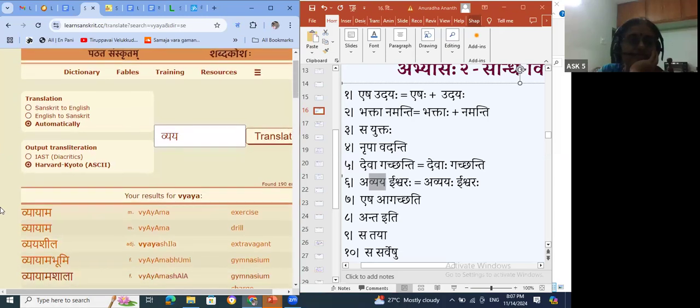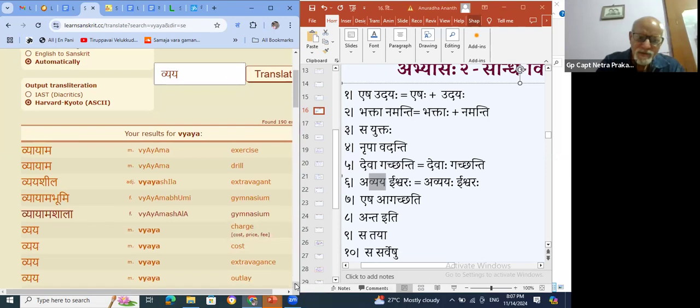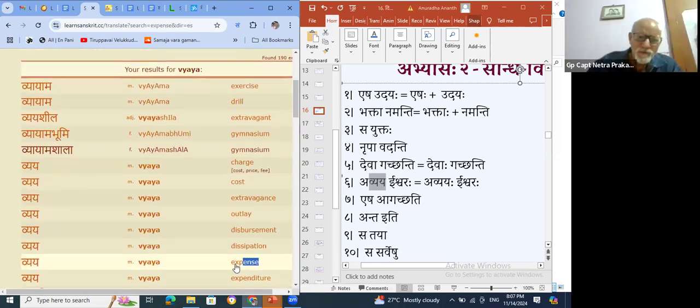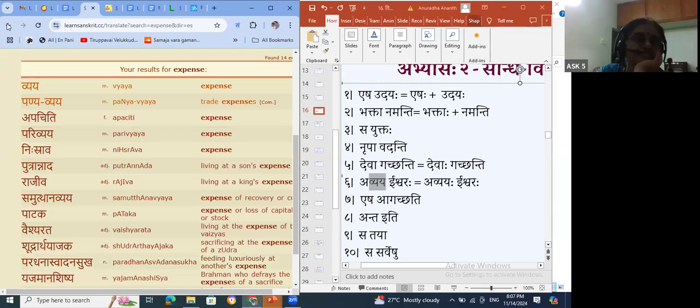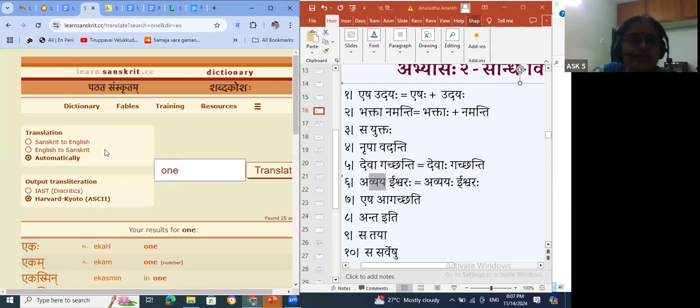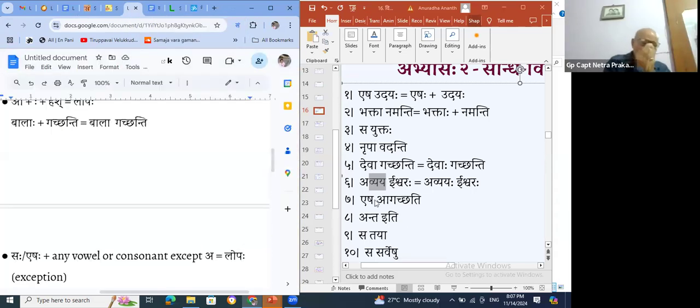It's showing vyaya: charge, cost, extravagance, outlay, expense, everything relating to cost. Yeah, but what meaning are you saying? That is the meaning, Mahodaya. It came from Sanskrit only.